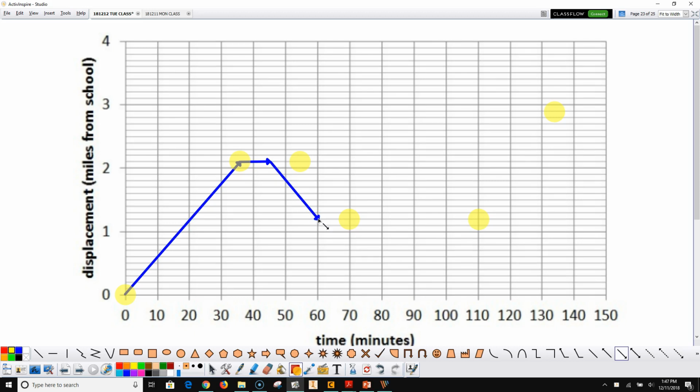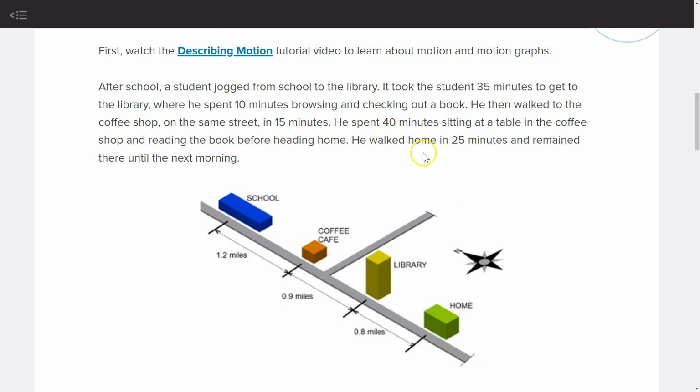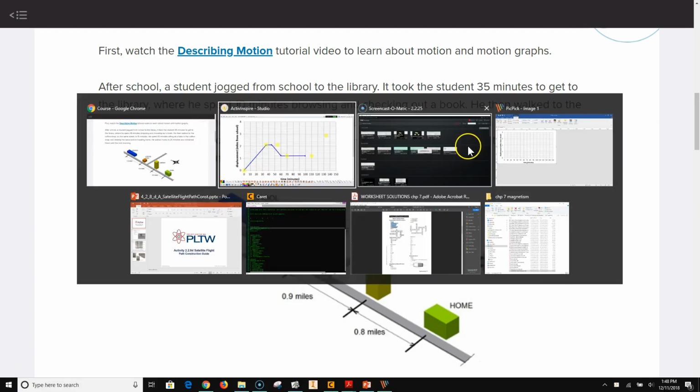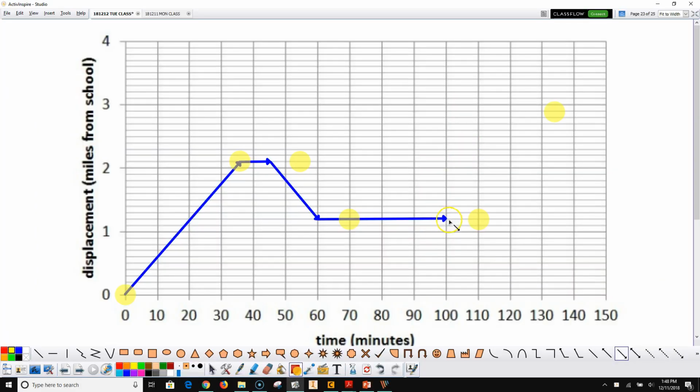And then we stay there for 40 minutes, drinking coffee, reading our book. So there's 10 minutes, 20 minutes, 30 minutes, 40 minutes. Okay. And then the next thing we do is we walk home, and it takes us 25 minutes to get there. Is that right? Let's go back and check. So we walk home for 25 minutes. So we go from 1.2 miles to 2.9 miles in 25 minutes. And then we stay the rest of the evening there.